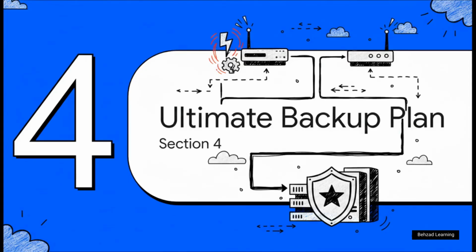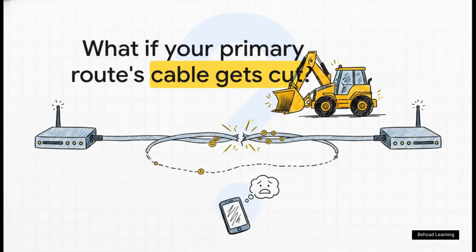But as we all know, things break. Which brings us to Section 4, the ultimate backup plan. Here is a hard truth about networking. Imagine you drew this beautiful static route, pointing all your company's highly critical data over a super fast fiber link. But then, a construction crew outside accidentally slices right through that fiber cable with a backhoe. Boom, your primary path is completely dead. If you don't have a backup plan already in place, your network goes down instantly and your phone is going to start ringing off the hook.